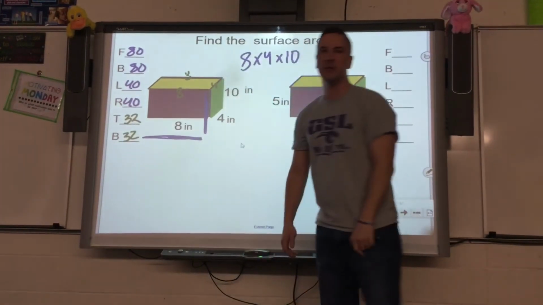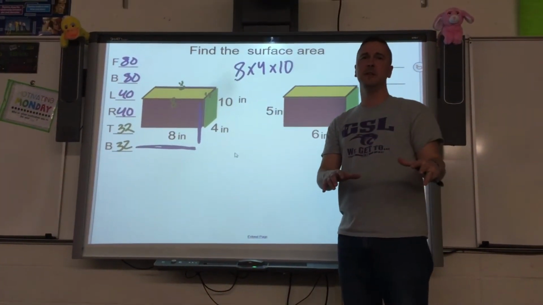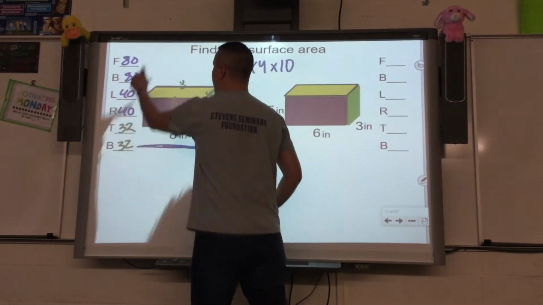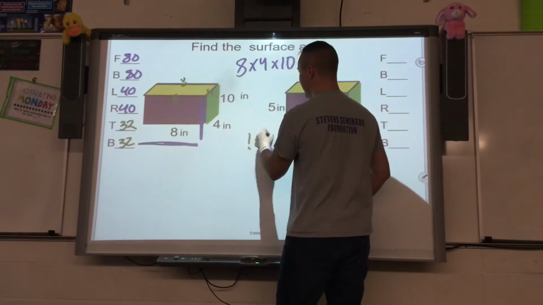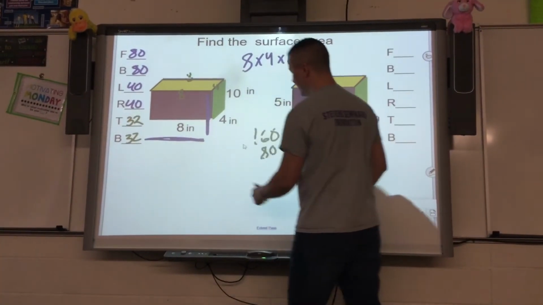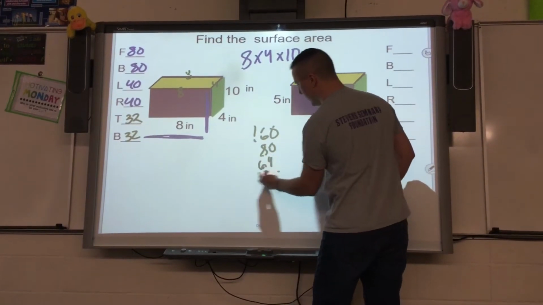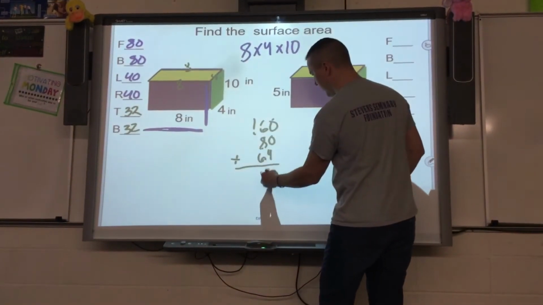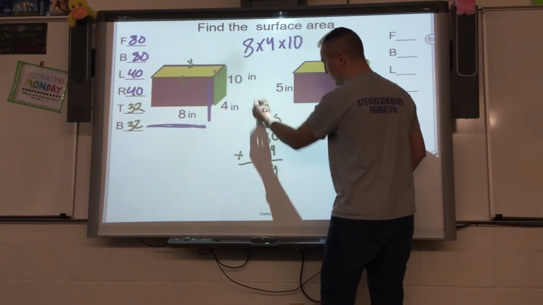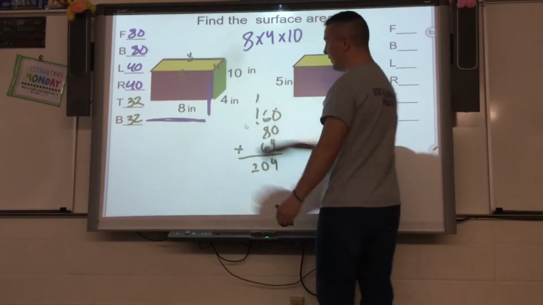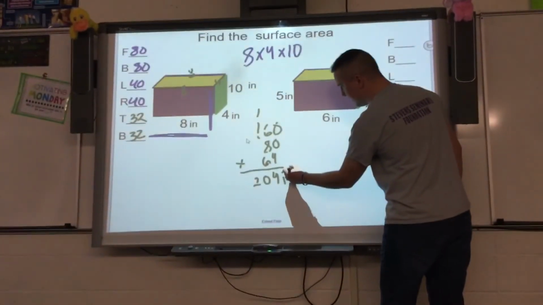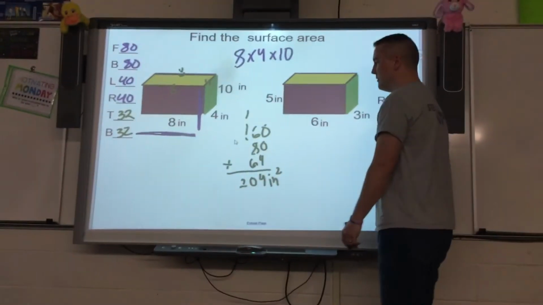What do I have to do with those numbers? Please don't say multiplication. You add them, yes, you add them all up. So I add all of these up, I get 160, 80 again, and 64, and 4. That's 12, plus that's 20, carry the 1, 204, and these are actually labeled for us inches. 204 inches, and they are squared. There you go, 204 inches squared.